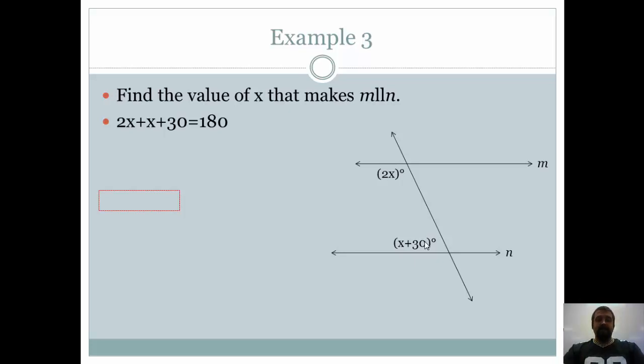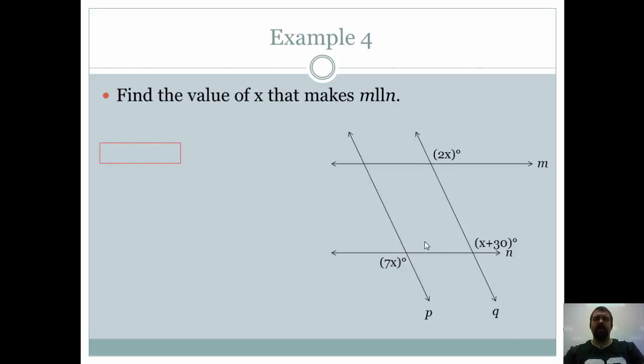Now that I look at this, combine 2x plus x to get 3x plus 30 equals 180. Subtract 30 from both sides to get 3x equals 150. Divide both sides by 3 and you get x equals 50. If you plug it back in, those angles are roughly the right size. If x is 50, line M and line N have to be parallel because the consecutive interior angles are supplementary. This is going to be the main type of problem. You have to be able to identify the angles and what they have to be for it to be parallel.